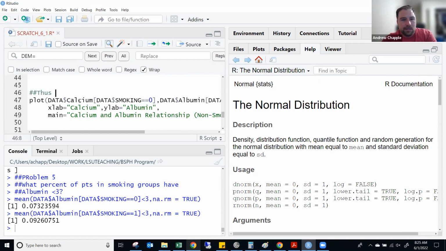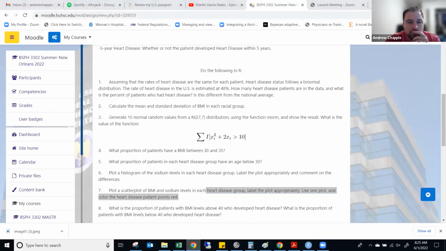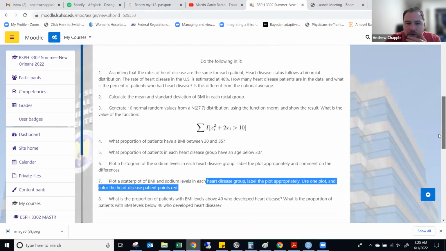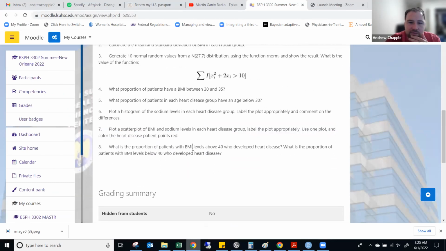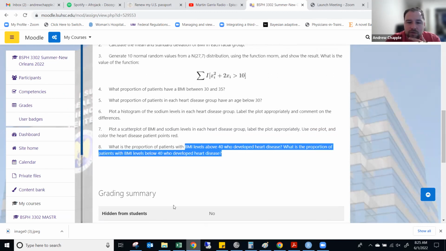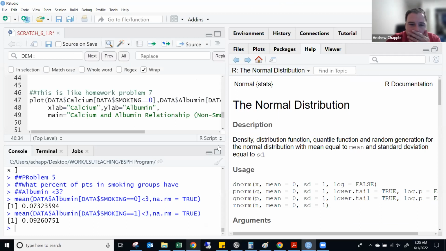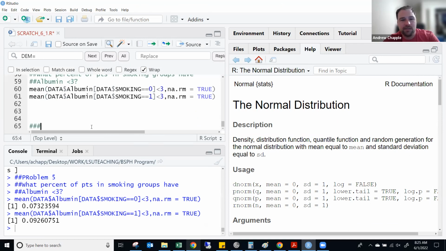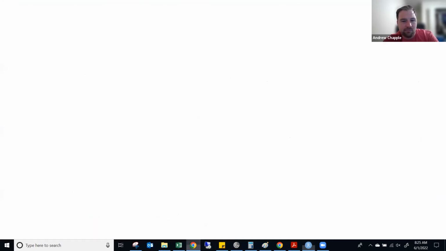And say this is like homework problem 7. Lastly, what's the proportion of patients with BMI levels above 40 who developed heart disease? What's the proportion who developed heart disease in the lower group? So here we're just indexing in a little bit different way. I could ask that question in this example here. So I could say this is like problem 9.